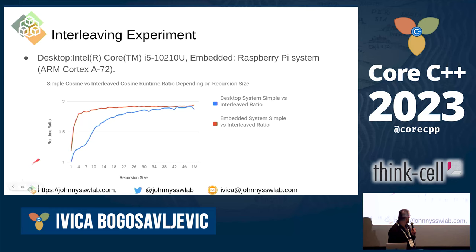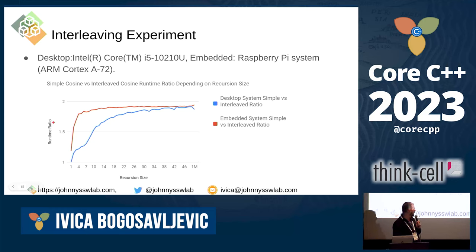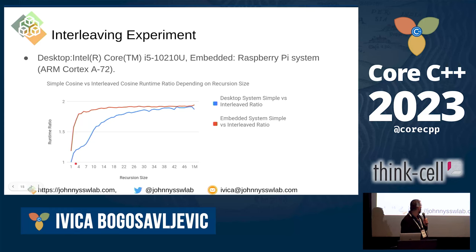So when the recursion size is 1, this is the ratio: the runtime of the interleaved version divided by the runtime of the simple version. When the ratio is 1 and the recursion count is 1, I see that it doesn't matter whether I'm using the interleaved version or the simple version, at least for the desktop system.